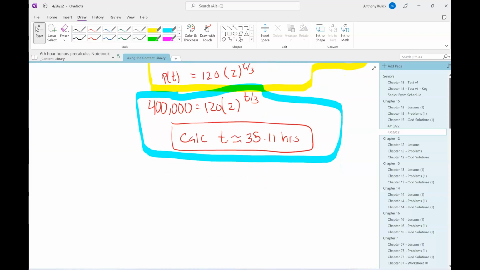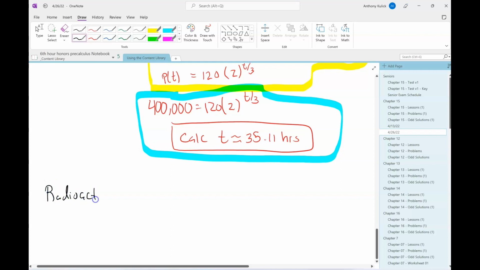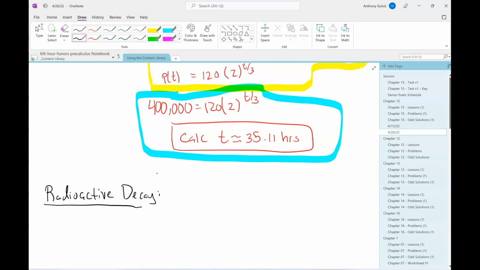All right, another application that we can use exponential growth and decay models on is radioactive decay. Do you guys talk about radioactive decay in your chemistry class? I think a little bit was the common answer I've gotten from the other sections. Like maybe a little, but we don't really remember.